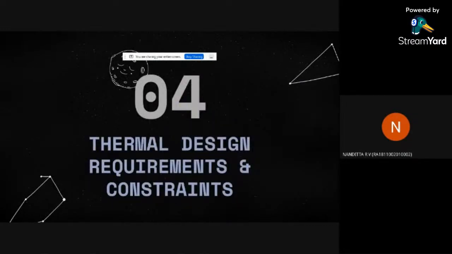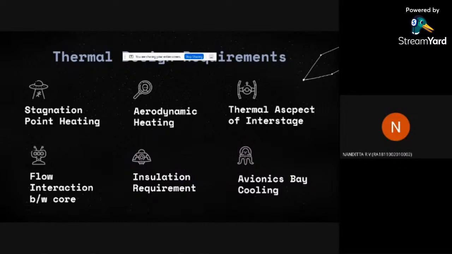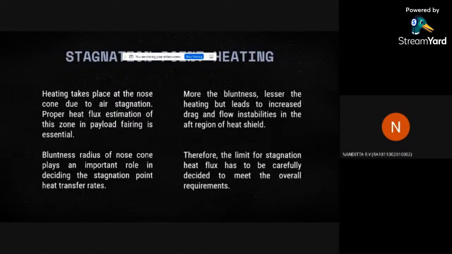Fourthly, we'll be coming to the thermal design requirements and constraints. What are the requirements which the material should be satisfying? There are six major requirements which I've listed here. One is the stagnation point heating. What is stagnation point heating and why do we need to consider it? Next is the aerodynamic heating. How does aerodynamic heating affect the structures? Then the thermal aspect of the interstage, flow interaction between core and strap-on motors, insulation requirements, and finally, the avionics bay cooling.